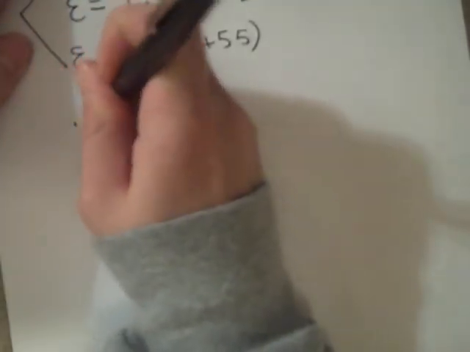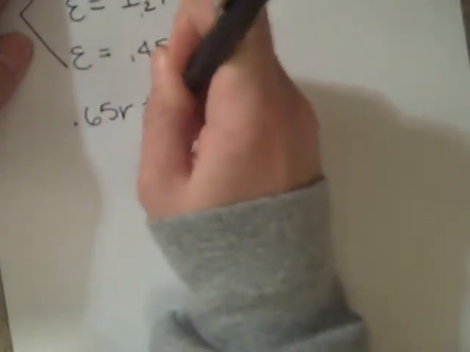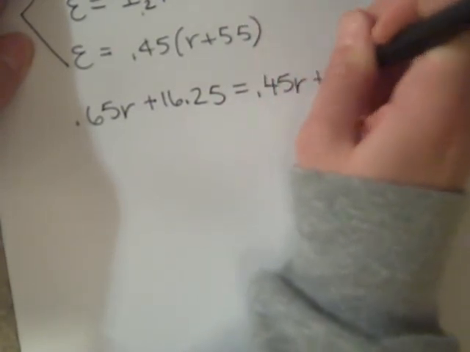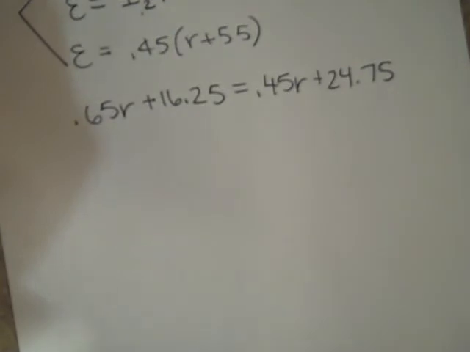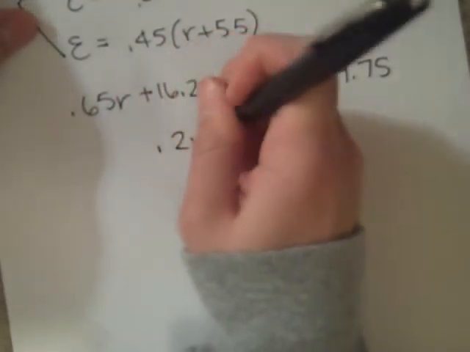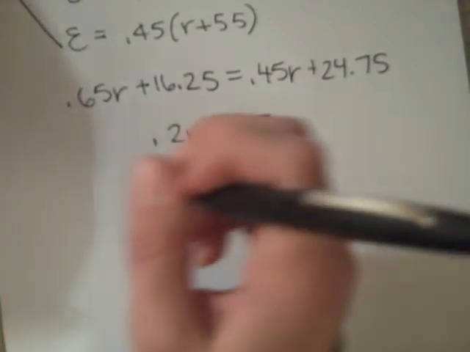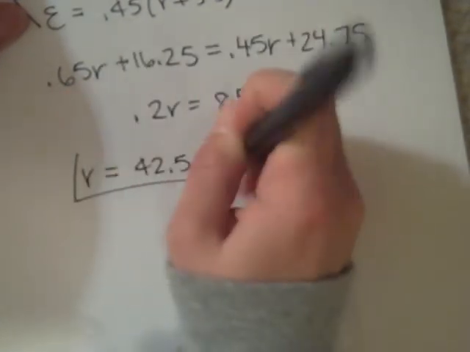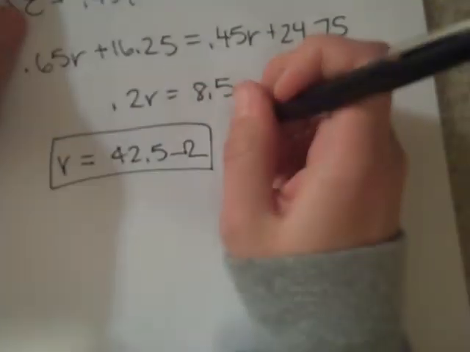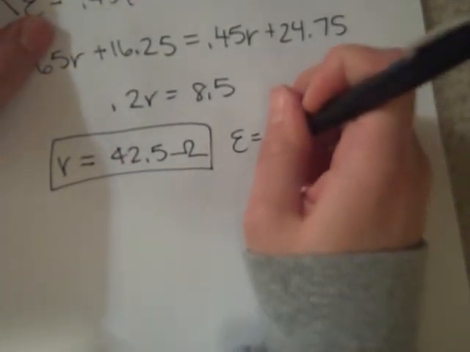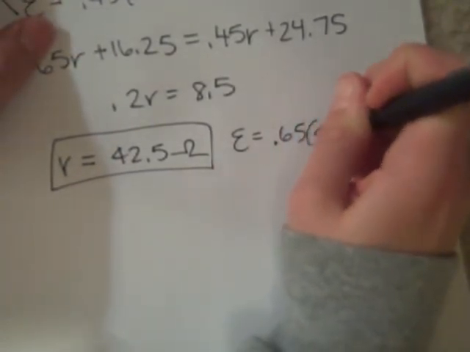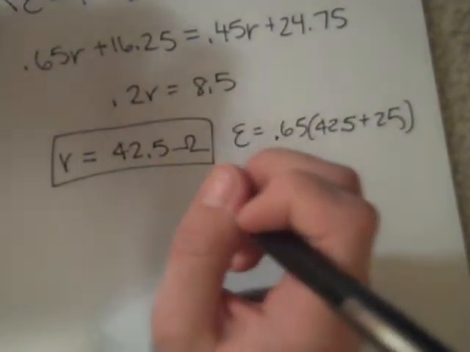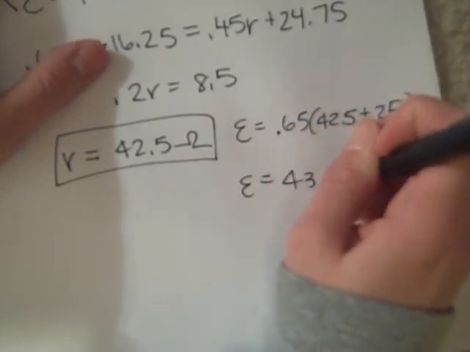And so I will get 0.65 r plus 16.25 equals 0.45 r plus 24.75. And that becomes 0.2 r equals 8.5. It's just the math at this point. And little r is 42.5 ohms, so that is the internal resistance of the battery. And then going back to one or the other of your equations, doesn't matter, you get 0.65 times 42.5 plus 25, and you get the EMF of the battery to be 43.9 volts.